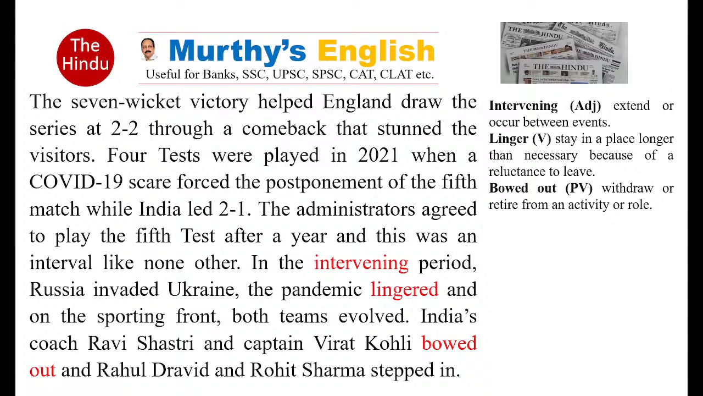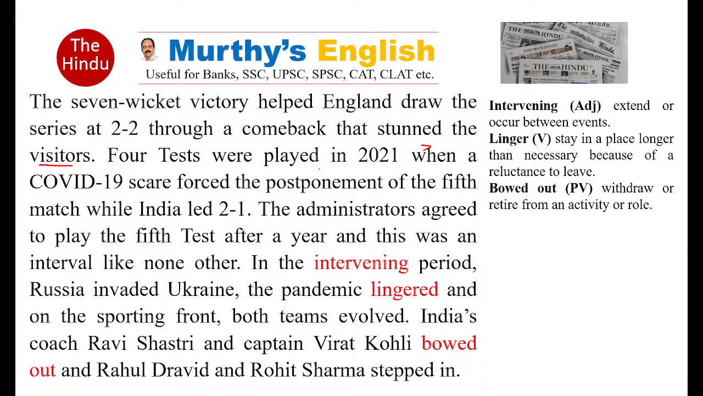The 7 wicket victory helped England draw the series at 2-2 through a comeback that stunned the visitors. Here, in this context, the hosts are England, and the visitors are the Indian players. Everyone thought India would win, but unfortunately not. And because of that, England drew the series at 2-2 through a comeback that stunned the visitors. No one expected it, especially the visitors, the Indian team.